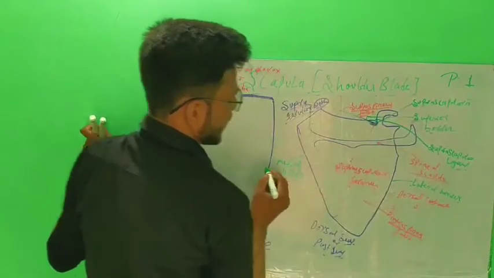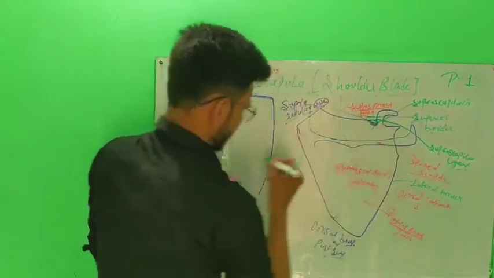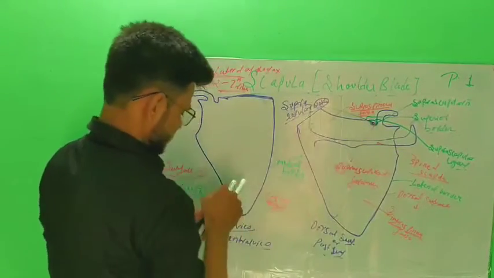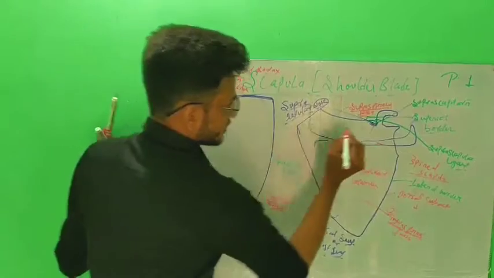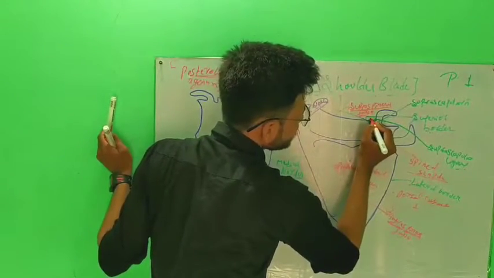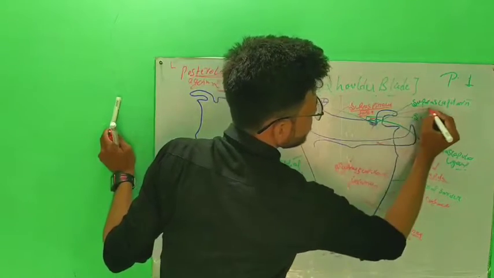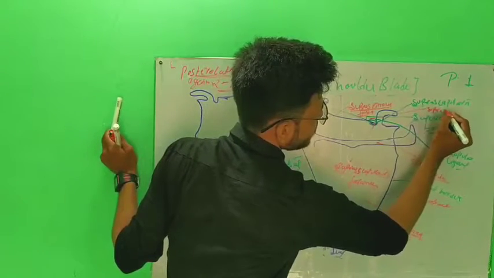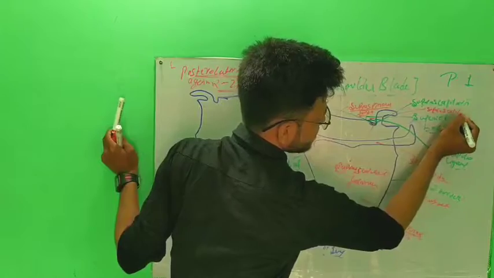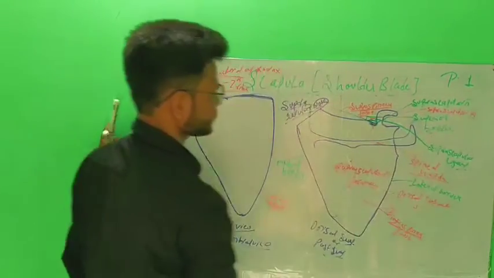Suprascapular nerve. And above this ligament, there is one artery. This artery is called the suprascapular artery.